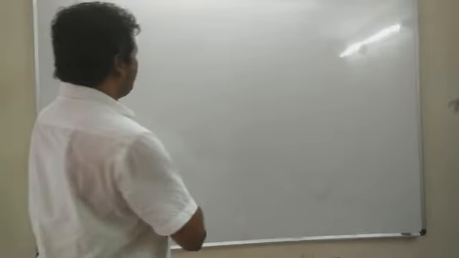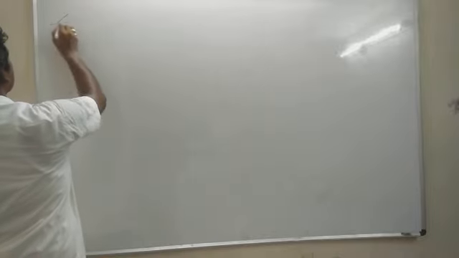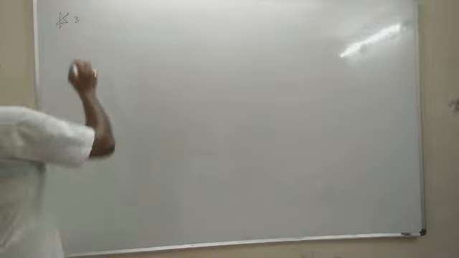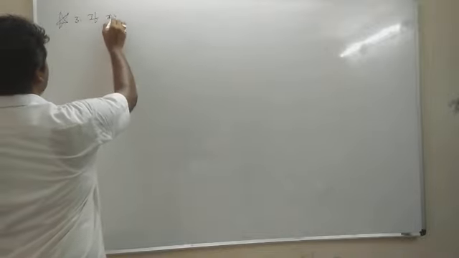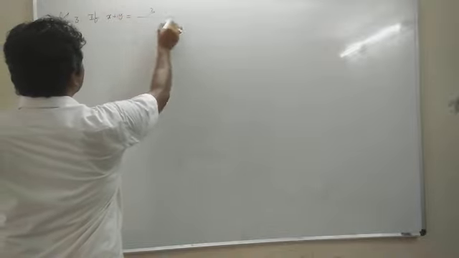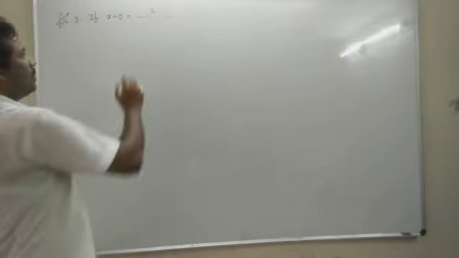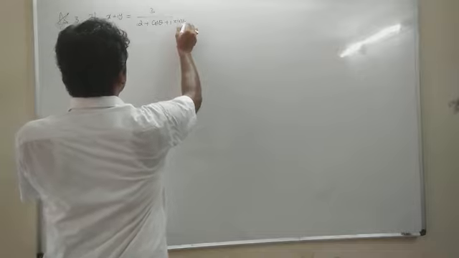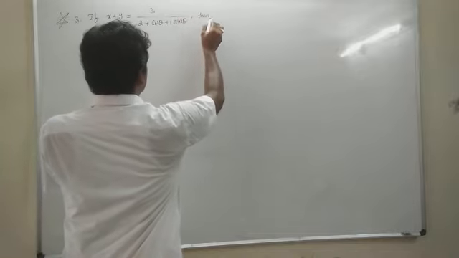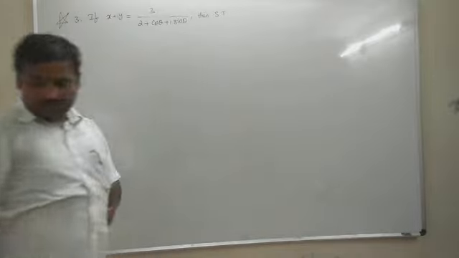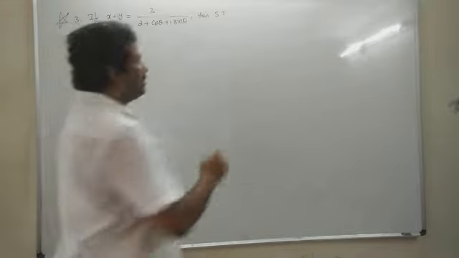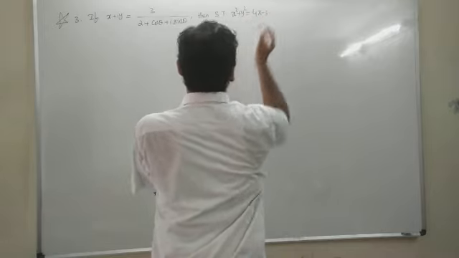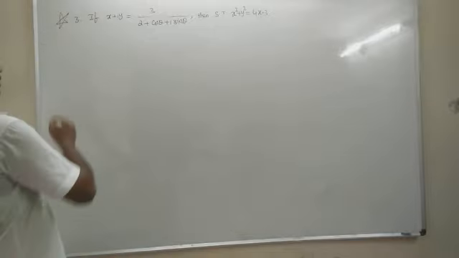Right students, now see this problem. This is a very important problem. If x plus iy equals 3 by 2 plus cos theta plus i sin theta, then show that x square plus y square equals 4x minus 3. Very important problem. See this one.